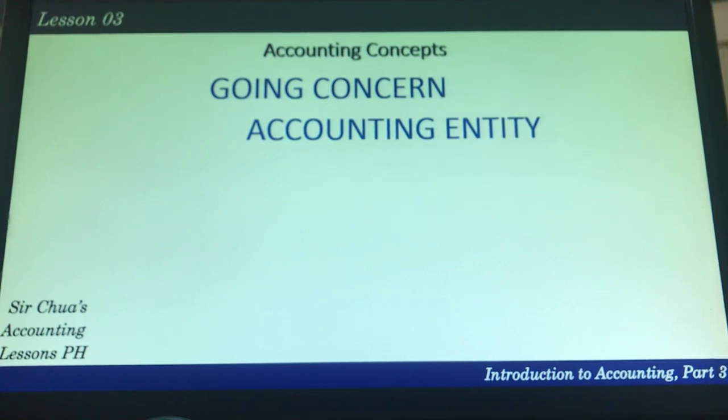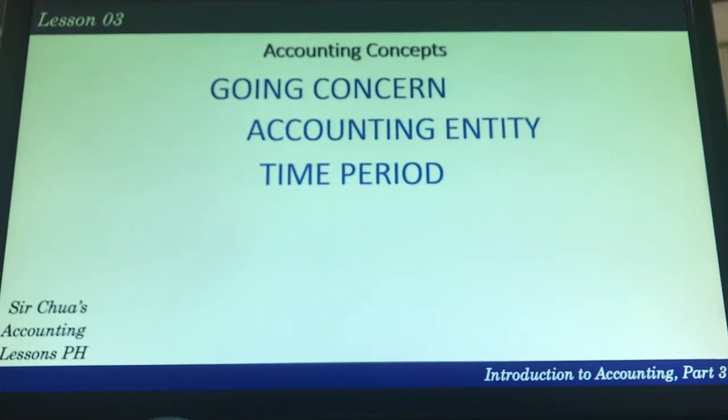Next we have the accounting entity. In the accounting entity concept, the firm or the business entity is separate and distinct from the owner. So the personal transactions of the owner should not be incorporated with the transactions of the business. There is a thin line between a sole proprietor and his business, because usually the transactions of the sole proprietor overlap and get incorporated into the business itself. So we need to understand that the transactions of the owner as a personal person should be separate from that of the business. His personal transactions should not be incorporated into the business.